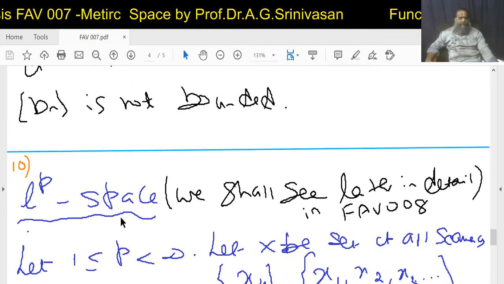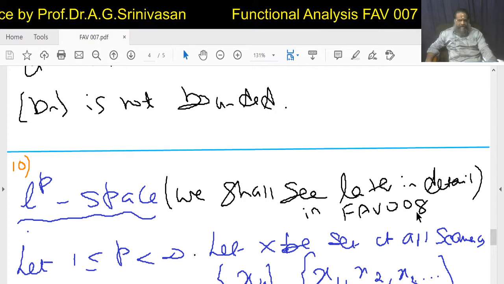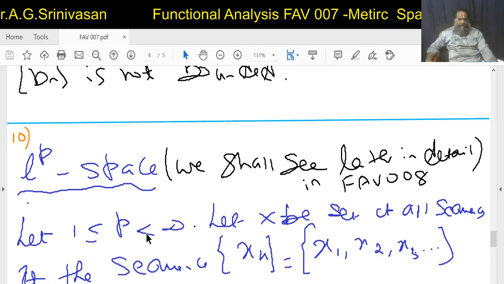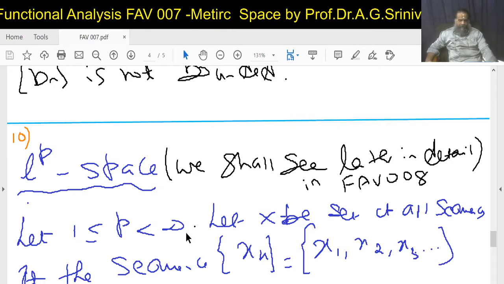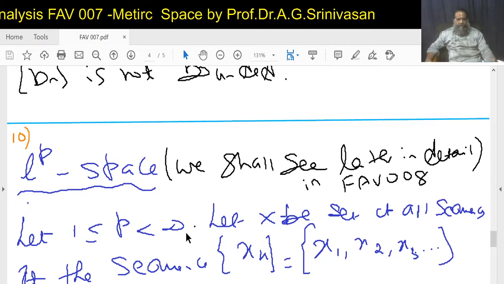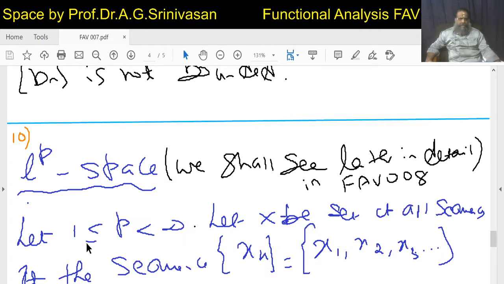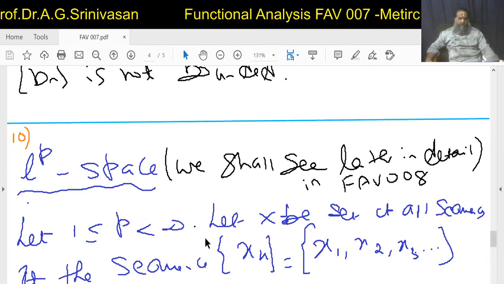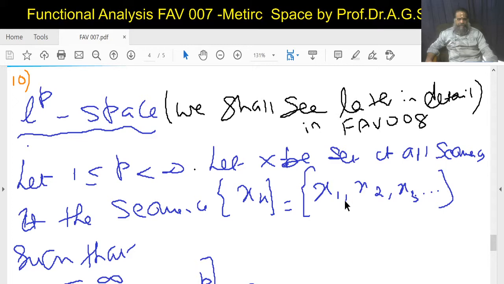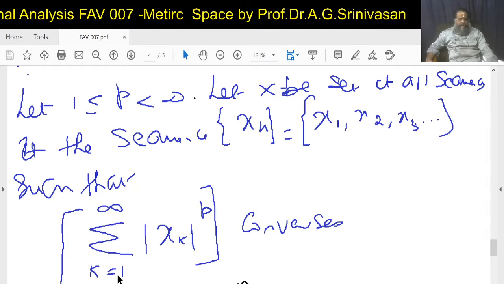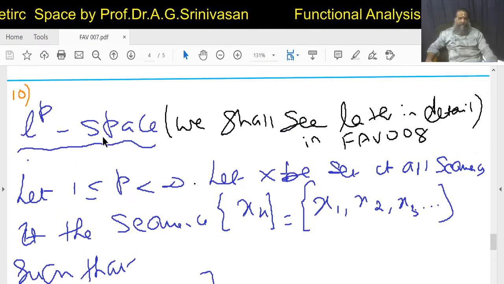Now we'll go for LP space. We shall see LP space in detail later in FAV008. Now what is LP? p is a real number. It should be greater than or equal to 1, but it is finite. It cannot be infinite. If it is infinite, it's called the infinity space. We already discussed that. I will discuss it separately again one more time in the later part. So p is greater than or equal to 1. It can be equal to 1, but it should be finite. Let X be the set of all sequences. If the sequence x1, x2, x3, etc., with summation over k equal to 1 to infinity of modulus xk to the power p converges for this fixed p, then we say it's an LP space.